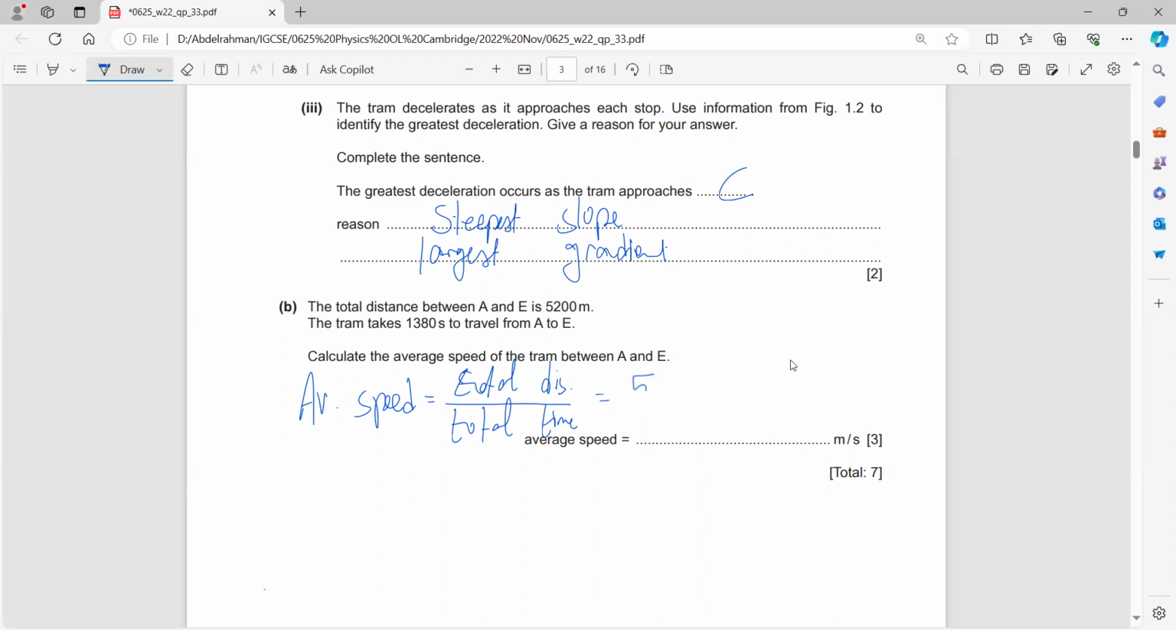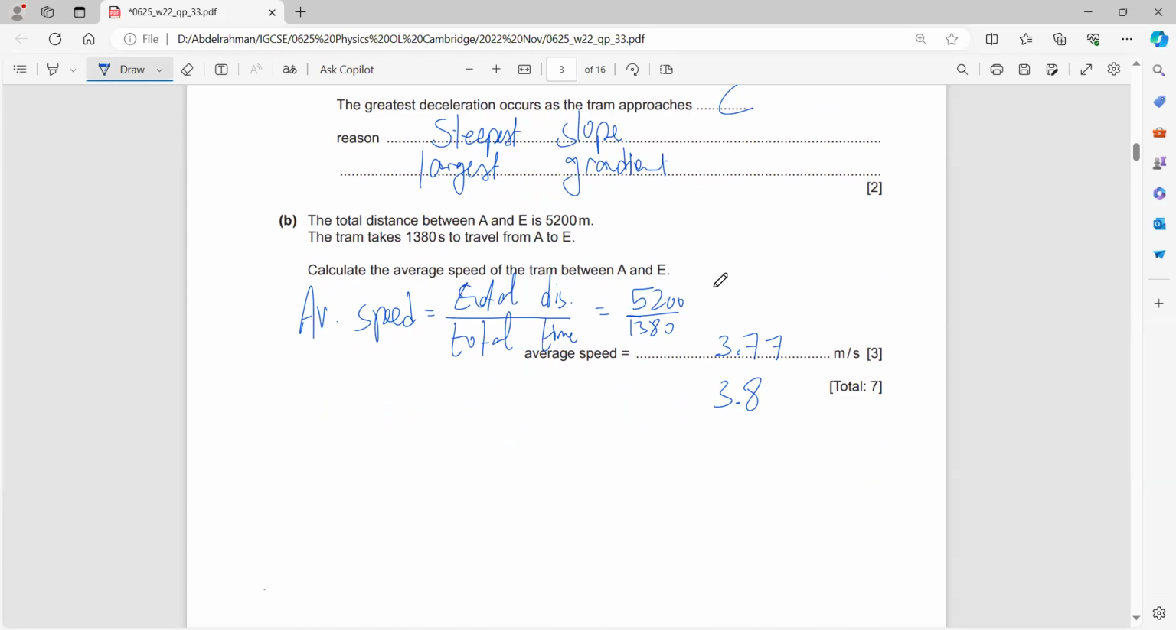Total distance is 5,200 and total time is 1,380. Calculate the average speed. Can someone calculate it for me? 3.77. 3.77 meters per second. Good. I can say 3.8. Yes, we can write down 3.8.